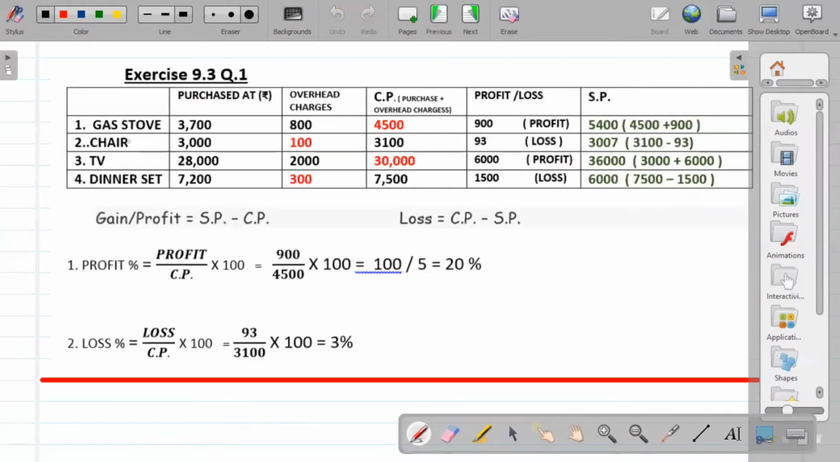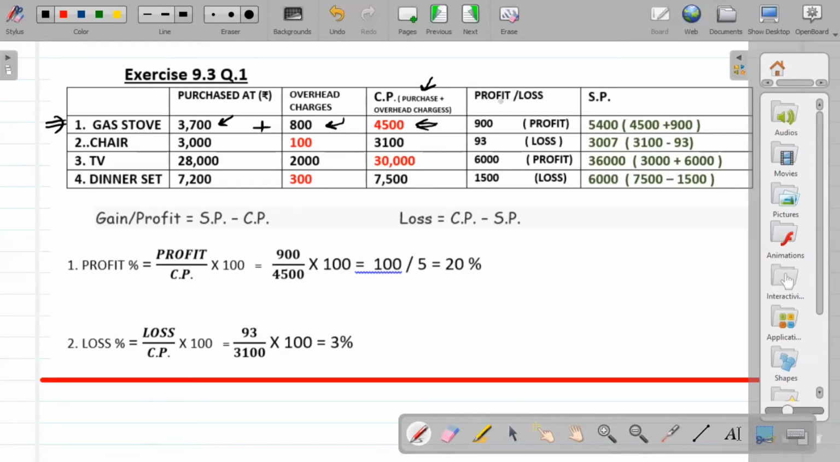In this first example, a gas stove is there. I purchased the gas stove at 3,700 rupees. What is the purchasing price of that gas stove? That is 3,700 rupees. And while bringing it home, I have to give 800 rupees as delivery charges, right? Now, what is my CP? My CP, that is the cost price, is nothing but purchase price plus overhead charges. So 3,700 plus 800 gives me 4,500 rupees. That is 4,500. Okay. Now I have to sell that gas stove.